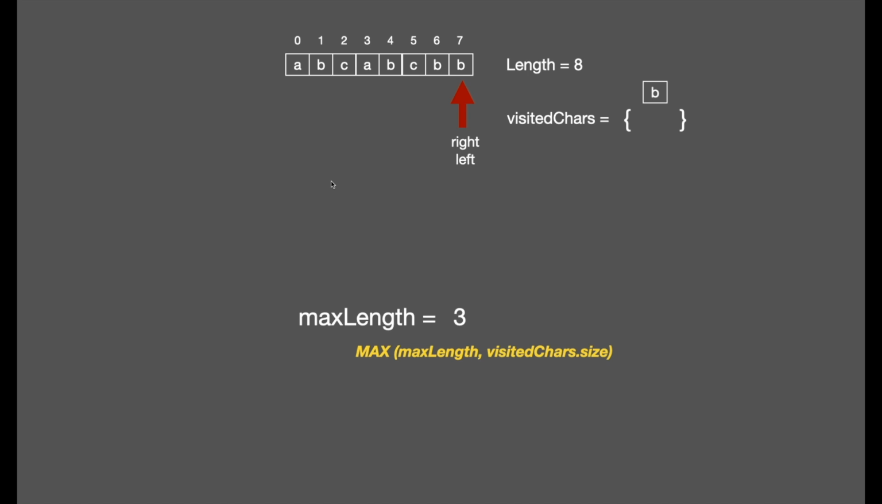Now we reached the end of the string. And the last thing, we are checking that there is no visited character, and we are adding that to the visited characters object, and then we are checking, and the current max value is already 3, so there is no need to update that. Now the right pointer is exceeding the length of the string, so we come to the end of the algorithm. So the max length is 3.